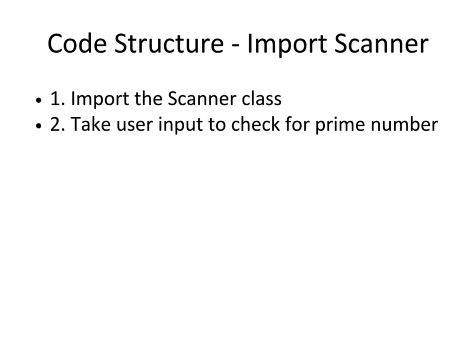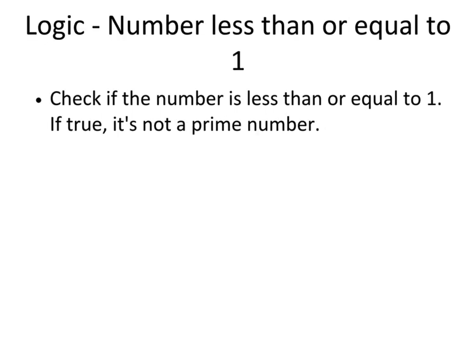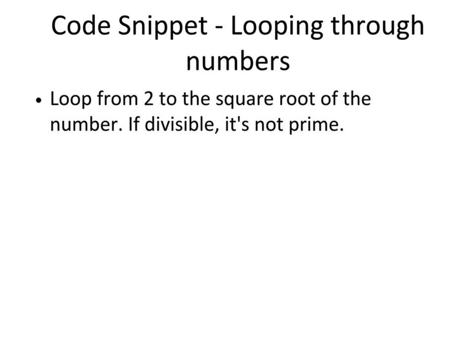First, we import the Scanner class to take user input. Then we ask the user to enter a number. We check if the number is less than or equal to 1. In that case, it's not a prime number. Otherwise, we loop from 2 to the square root of the number. If the number is divisible by any of those, then it is not a prime number. If none of those conditions match, the number is prime.